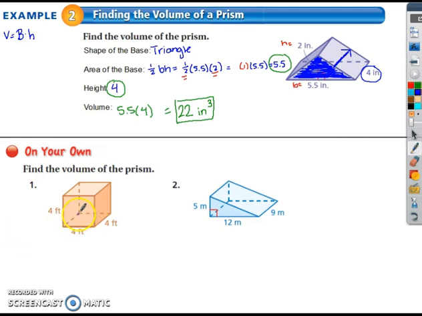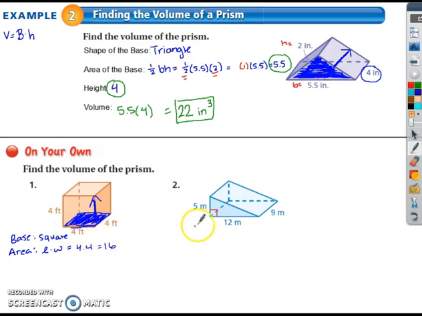So the shape of my base will be the first thing to decide. This bottom square, I can slide up through my prism to match perfectly with the square on the top. So I'm going to let my base be that square. Therefore, the area of the base is going to just be length times width, which is 4 times 4, which is 16.